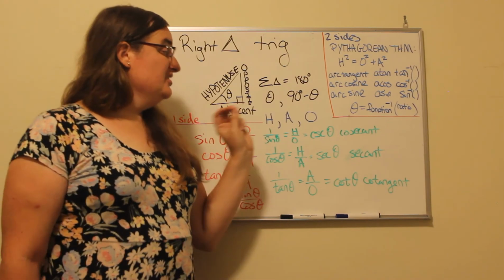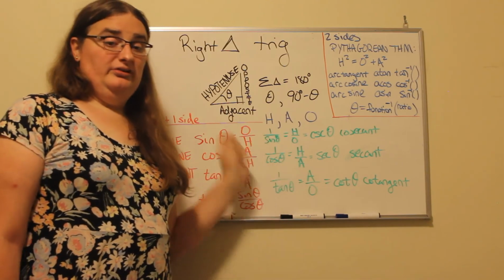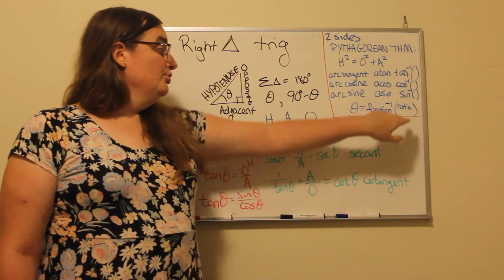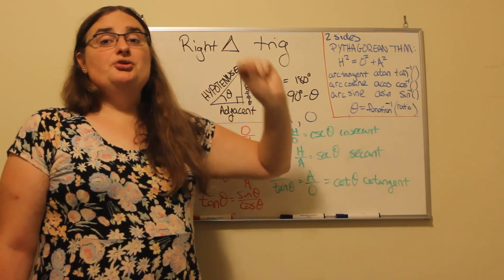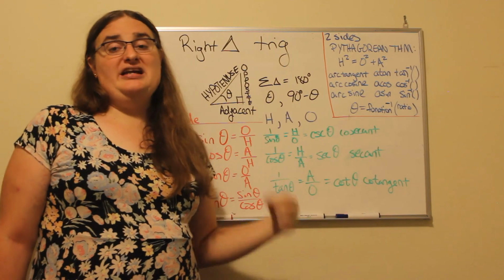So, just a key to remember, with the trig functions, you get the angle and it gives you a ratio. With the inverse trig functions, you have the ratio, and you're using the ratio to find the angle.